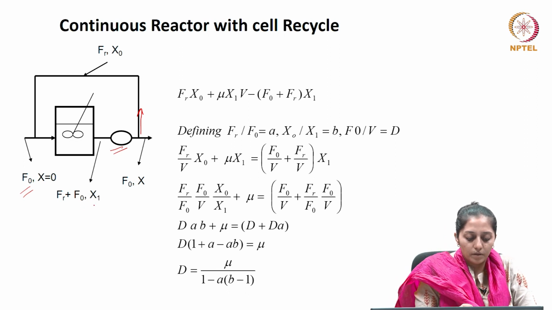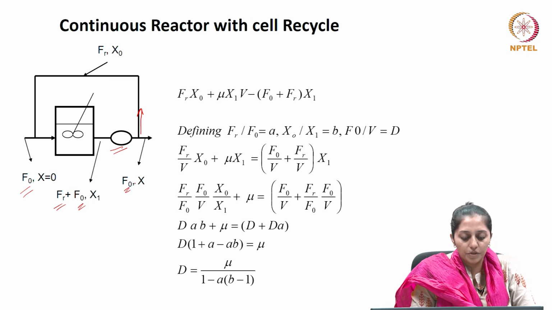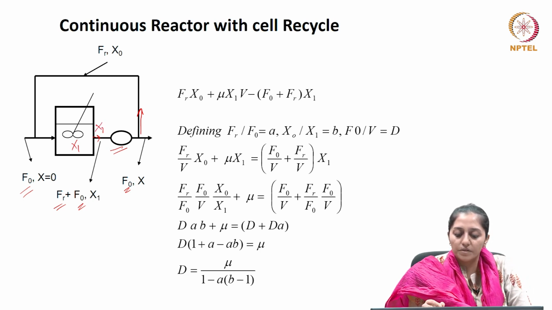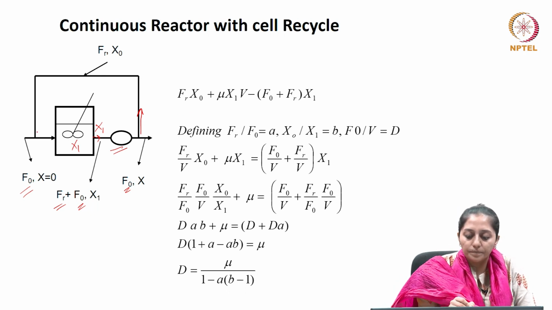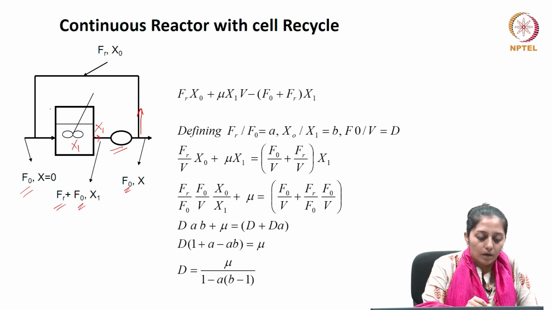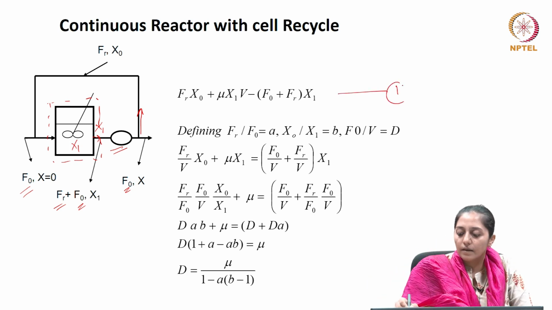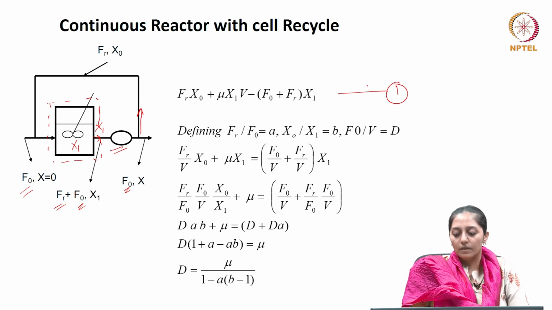So, please note the notations for the biomass, the volumetric flow rates of each of the streams, and x1 is the biomass concentration inside the reactor, which is running at steady state. Therefore, the outlet is also x1 from this steady state continuous reactor. So, if you do a mass balance across the reactor, then you will end up in equation 1.